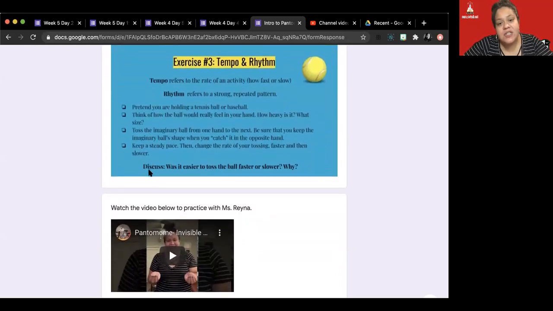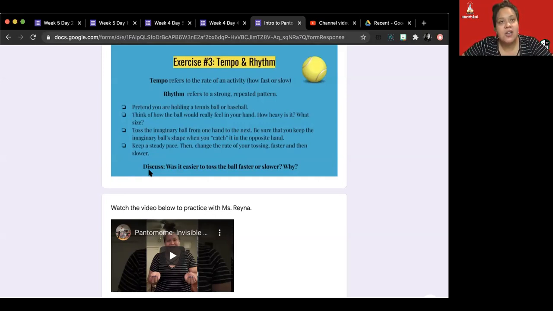Our first exercise is going to be tempo and rhythm. Tempo refers to how fast or how slow something is happening. And rhythm refers to a strong, repeated pattern. A lot of times we think about rhythm in music or songs, like the beat that's in the background of the song. Rhythm also can relate to movements that we are doing, right? Our own movement has patterns. If you really stopped and paid attention, you might notice the pattern, like when you walk, how quickly you walk, how many steps you take, how big your steps are.